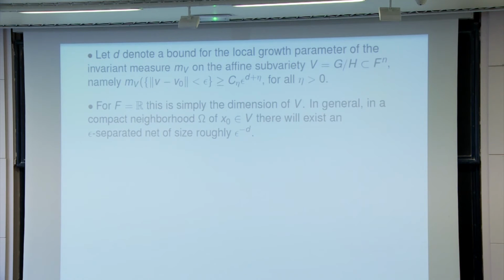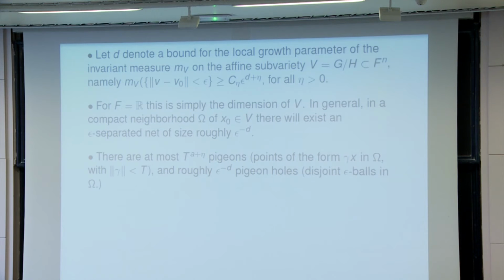So now, in general, in a compact neighborhood omega of x naught in V, there will exist an epsilon separated net of size roughly epsilon to the minus d. And that's the significance of this number. So if you think once again about the plane, for example, then this becomes really quite obvious. And really, this is a completely local problem. We are looking at a neighborhood of a given point in a variety. So this is the size of the epsilon separated net that we are going to have.